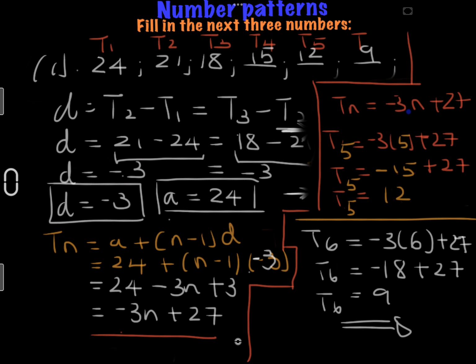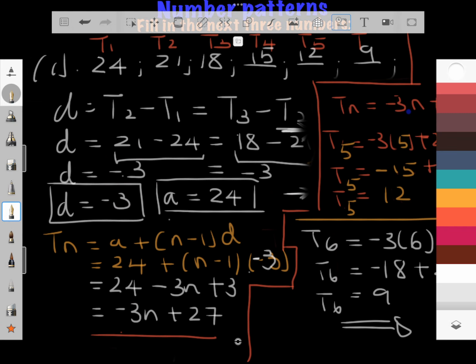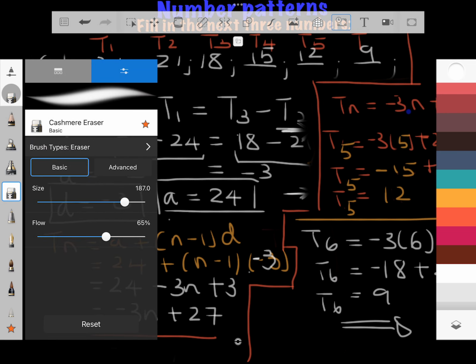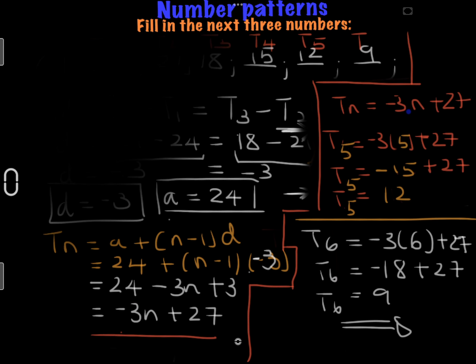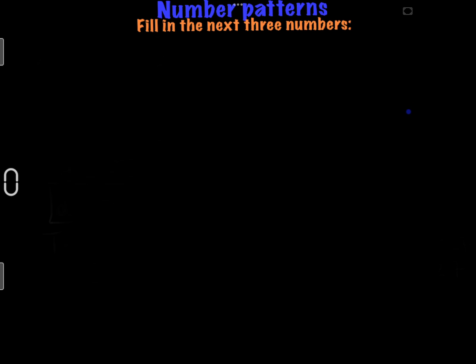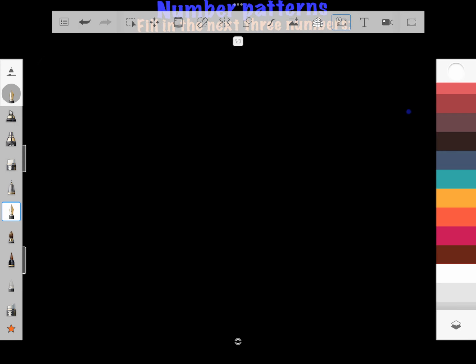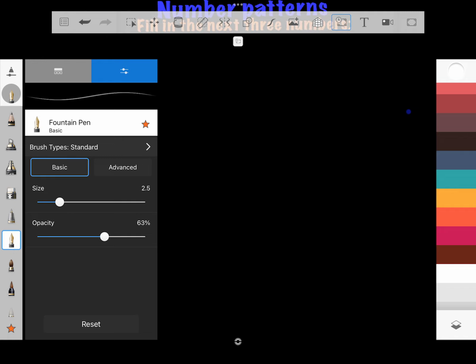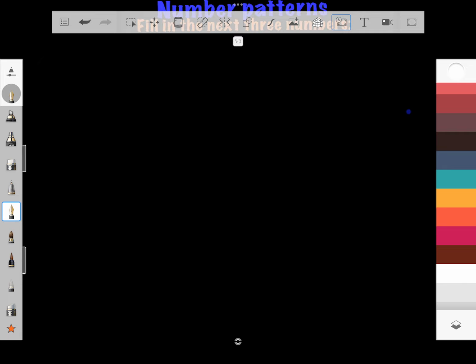Now let's look at other more interesting examples. So far we've been dealing with linear patterns. Let's see other examples. Now, let's look at D.